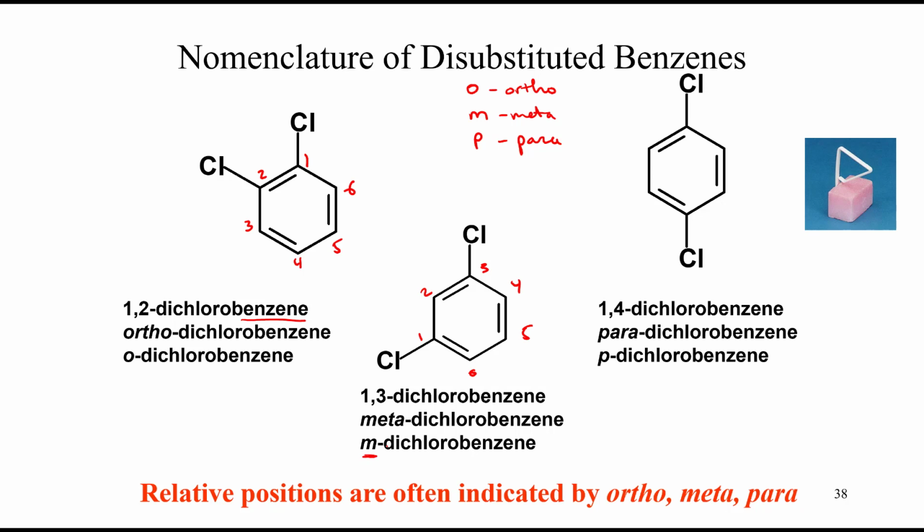Para, you could think of the lines being in parallel with each other. But these are 1, 4, or p-dichlorobenzene. If you want a little explanation of this picture in the corner here, you can look that up. It's in your book. It's kind of funny. Anyways, relative positions you need to get comfortable with are often indicated with ortho, meta, and para.